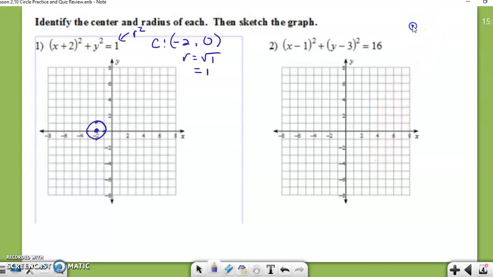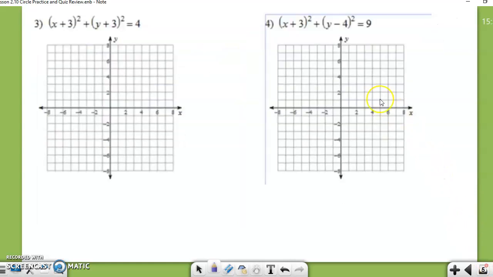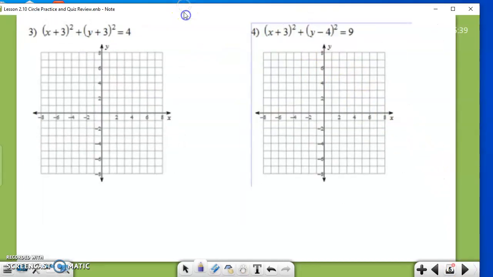Just make sure that you know what your center is. This one is 1, 3. The negatives are with it. And the radius is 4. Here your center is going to be a negative 3, and your radius is going to equal 2. Your center here is a negative 3, 4, and your radius equals 3.